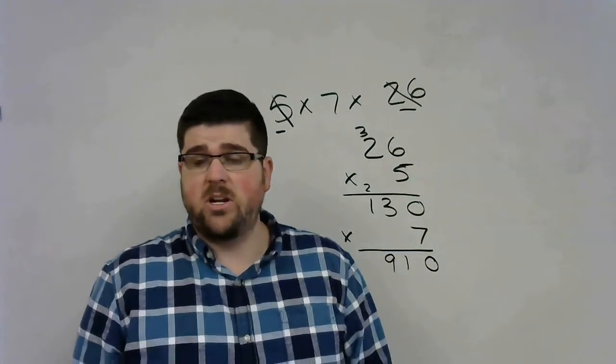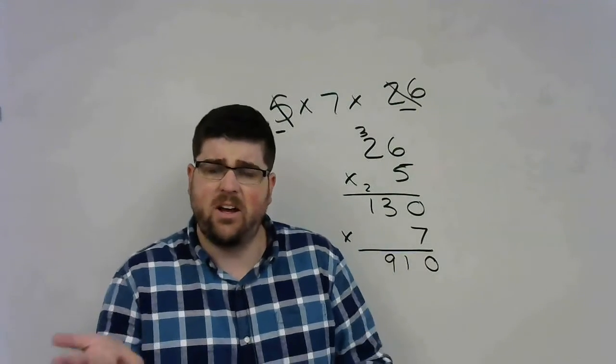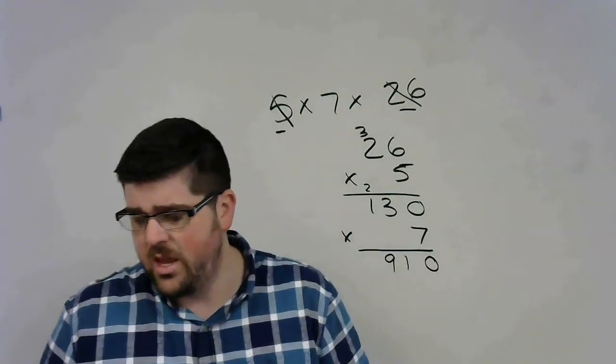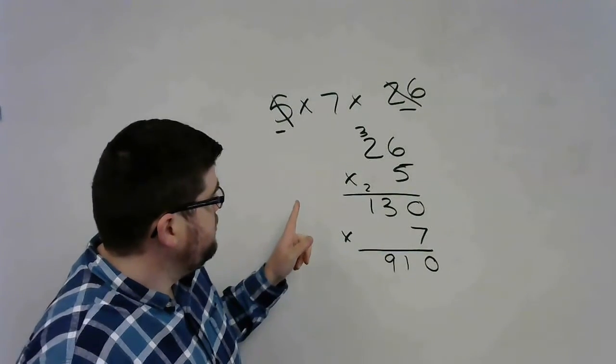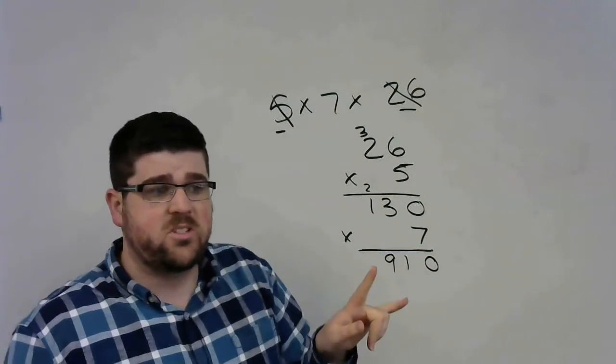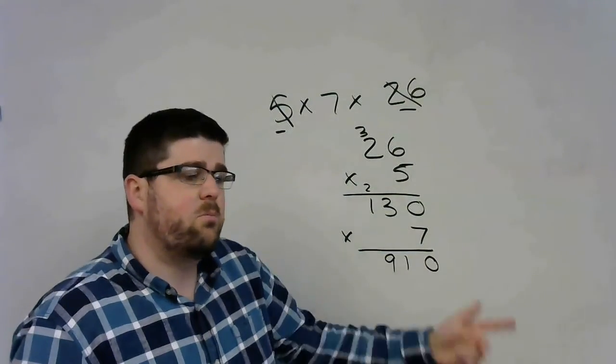So thank you so much for watching. I hope this video was informative and kind of fun. You get to mix and match and choose how you're going to do the problem. So you just multiply two of the numbers together and take the product of that number and multiply it times a third.